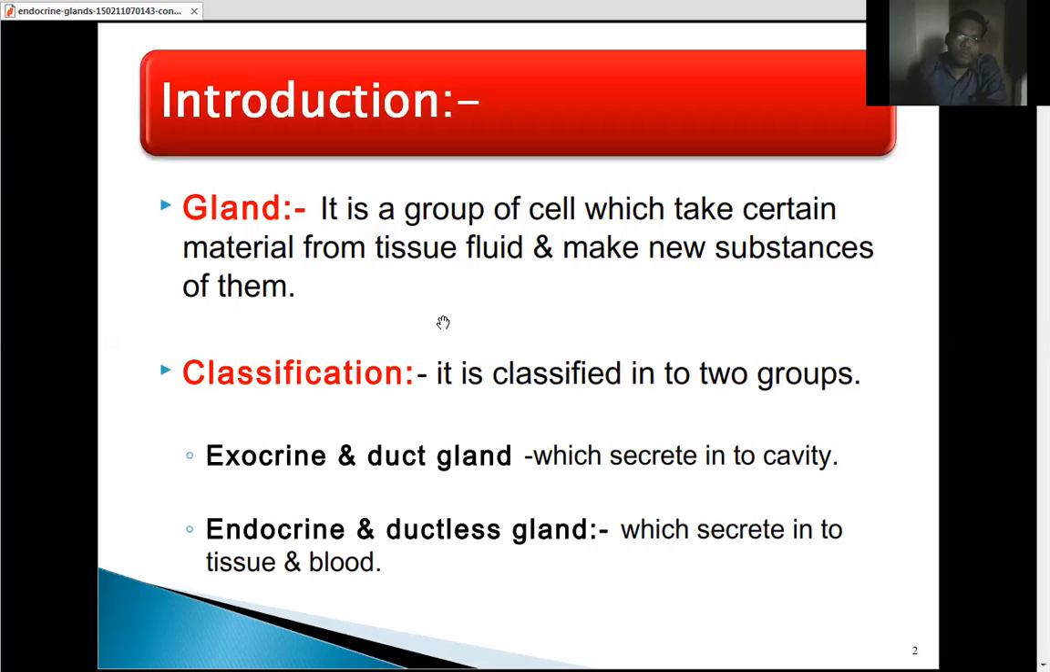Today I am going to teach you about endocrine glands. Okay, here's the introduction part. First, we have to know what a gland is.